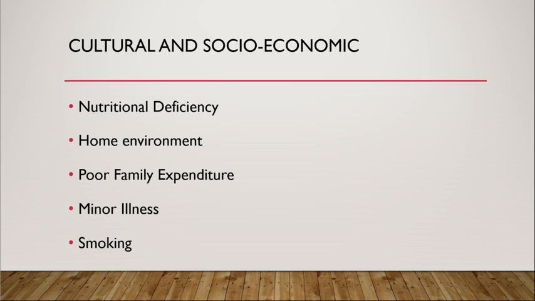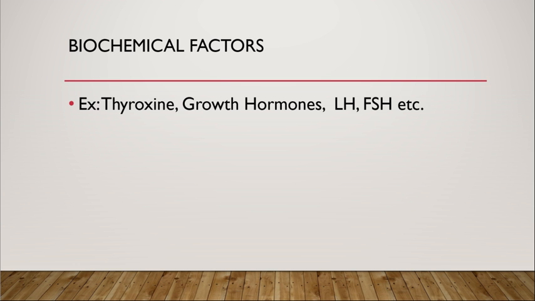Then, coming to the fourth factor, the biochemical factors. Largely, human growth and development is an interplay of genetic components as well as the hormones secreted by the endocrine glands, which are very important for your physical growth as well as your cognitive and neurological development.